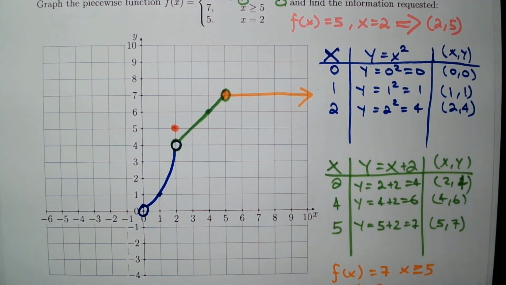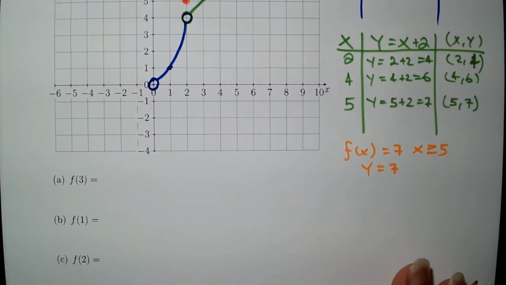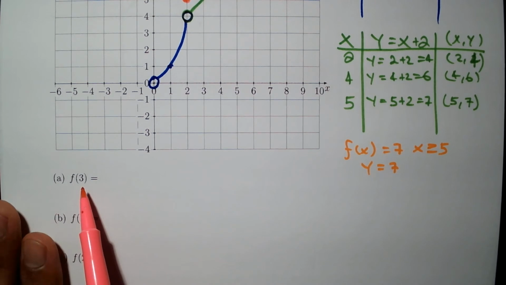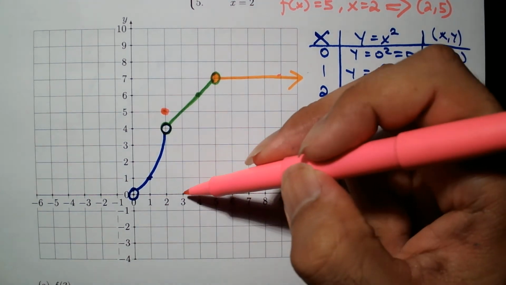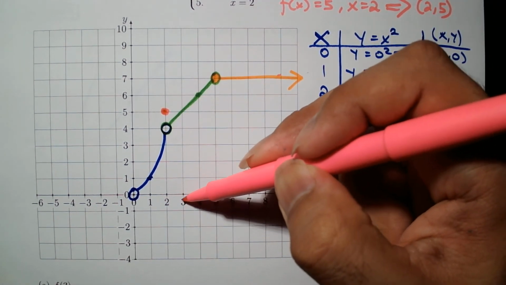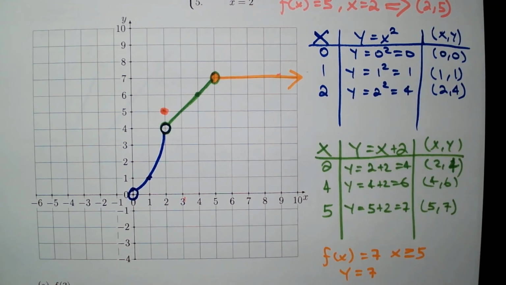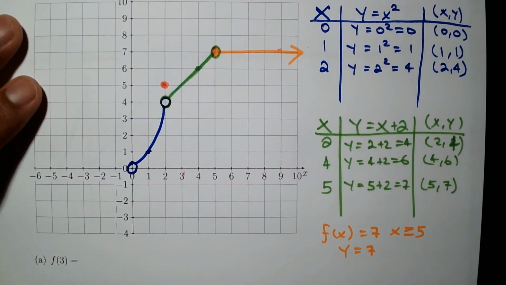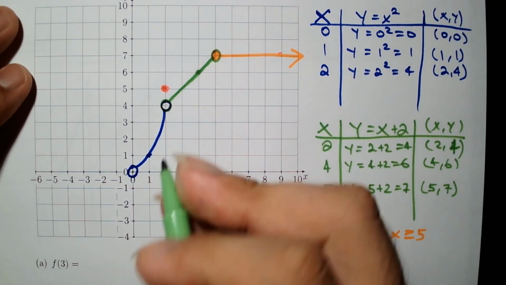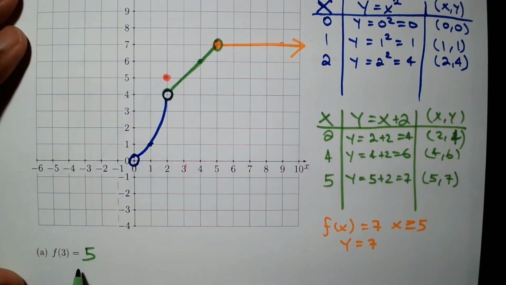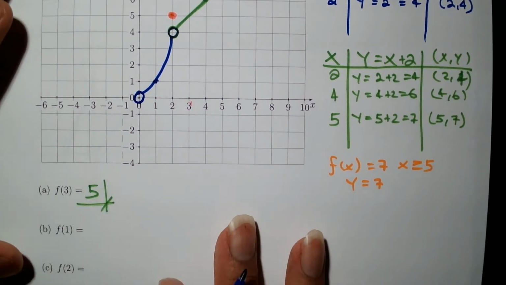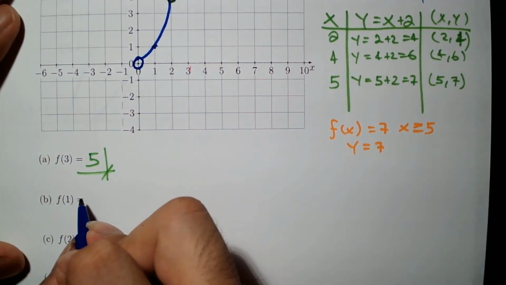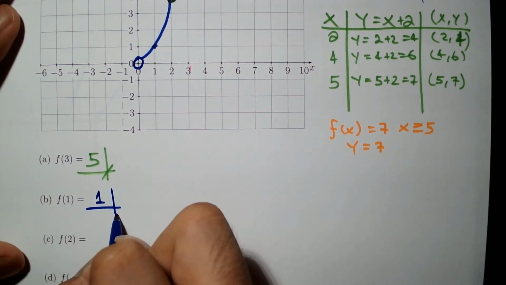All right. Now let's answer the questions here. F of 3. What am I going to use for f of 3? Am I going to use the blue, the green, or the orange? Well, if we look for number 3, we're going to use the green part. So f of 3 is going to be, from the graph, equal to 5. F of 1, we're going to look at f of 1. In this case, it's the turn of the blue part of the graph. F of 1 equals 1 from the graph.